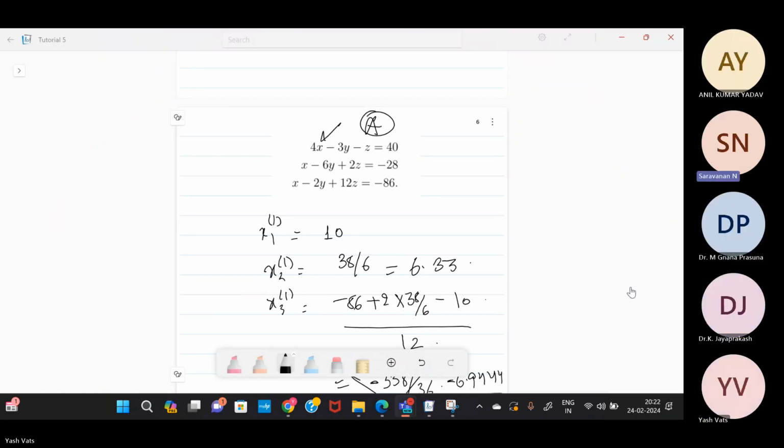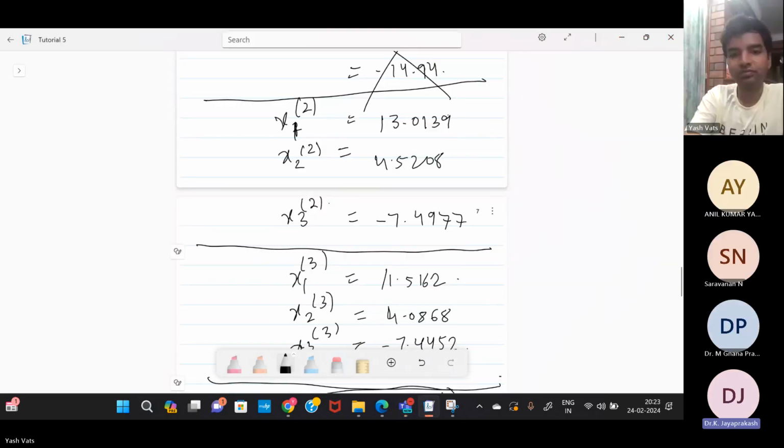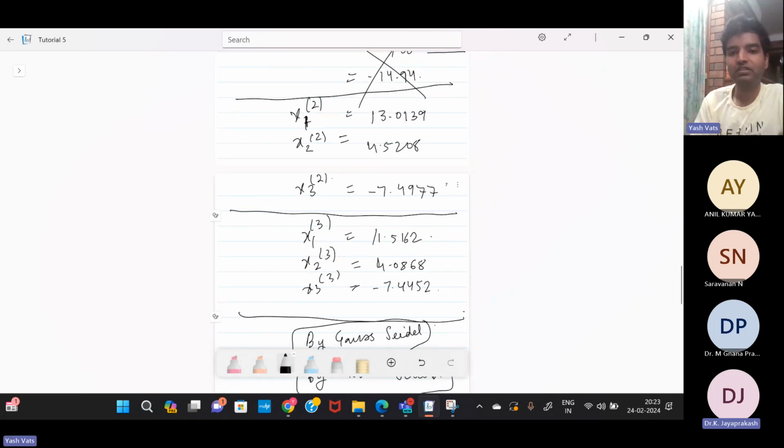Can you see your X22 values? Yes. Wait, tell me which is. Yeah, okay, the 13 is okay. X22, these are correct. You can check it.